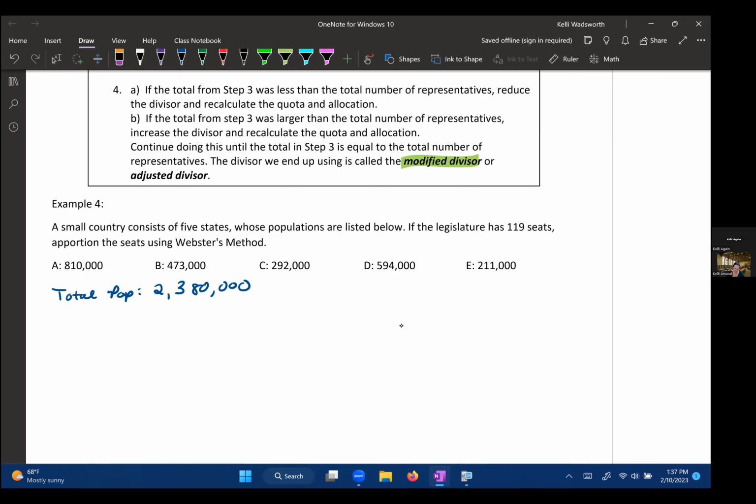Okay. And then remember that the seats, we have 119 of them, which would mean that the standard divisor is equal to, if you remember, always the total population divided by the number of seats. Can I write the standard divisor? So the SD in this case is standard divisor. So it's the total pop divided by the number of seats. And for us, that's 20,000. That would be 2,380,000 divided by 119.